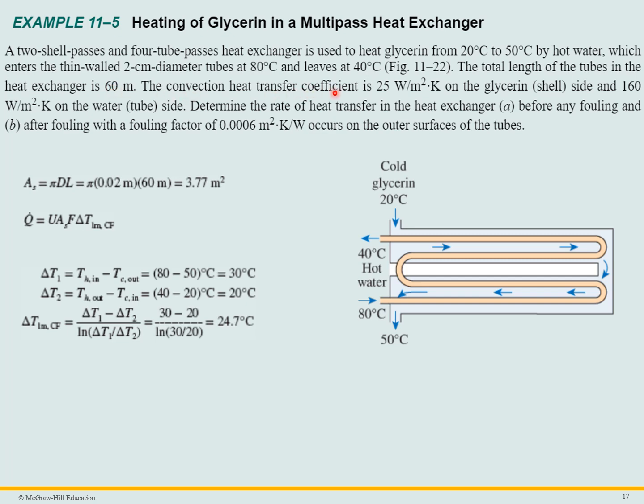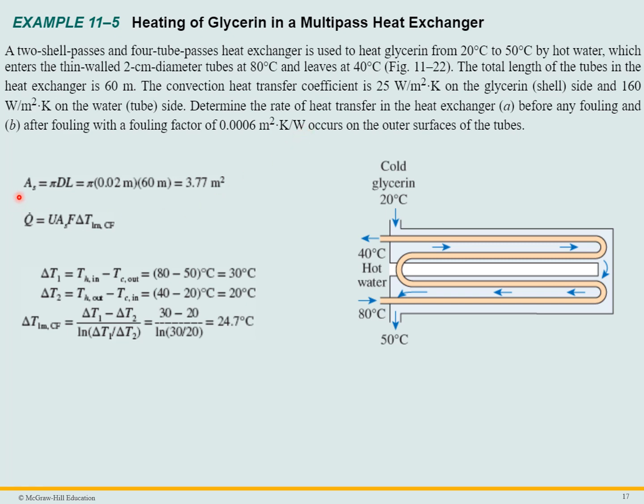The convection heat transfer coefficient is 25 watts per meter squared Kelvin on the glycerin side and 160 watts per meter squared Kelvin on the water side. Determine the rate of heat transfer in the heat exchanger before any fouling and after fouling with a fouling factor of 0.00006 meter squared Kelvin per watt.